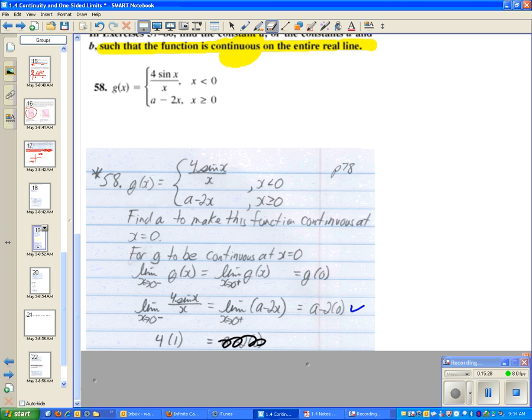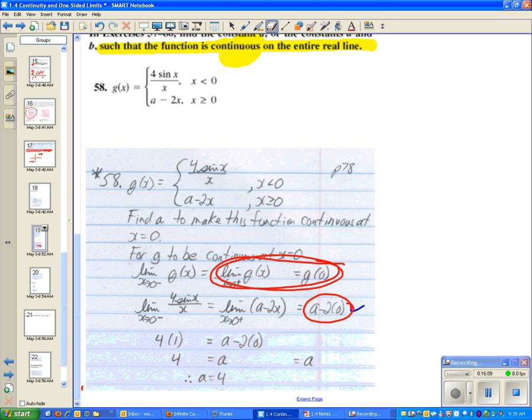Now, the limit of a minus 2x as x approaches 0 from the right, since that's linear, can't I substitute 0 in for x? Yes. So when I do substitute 0 in for x, don't I get this that we said g of 0 equals? So I've already proven that these two are equal, haven't I? Okay, so a minus 2 times 0. All right. Now, solve it for a. So a equals 4.